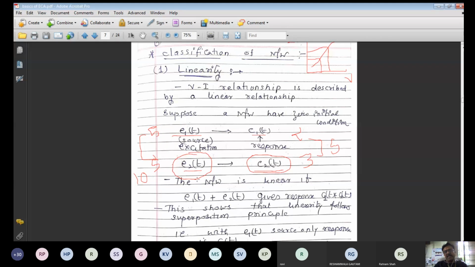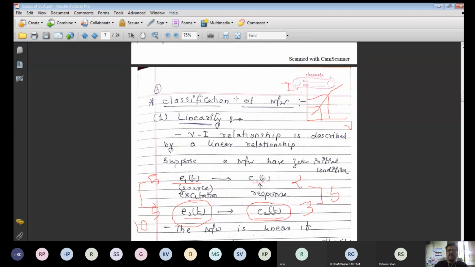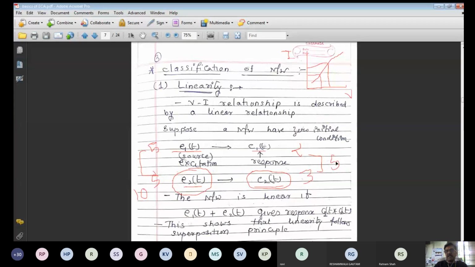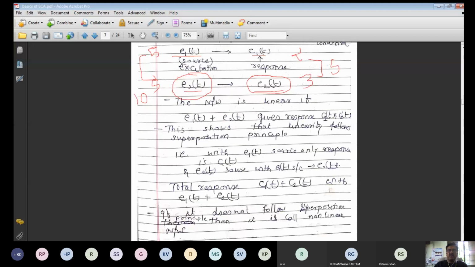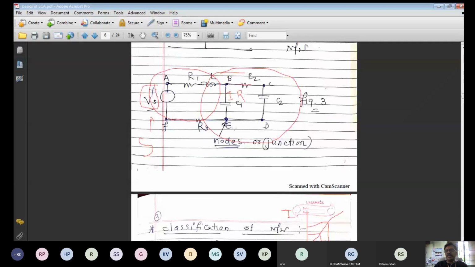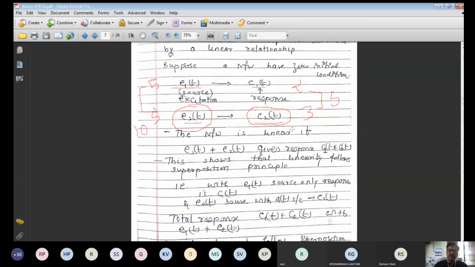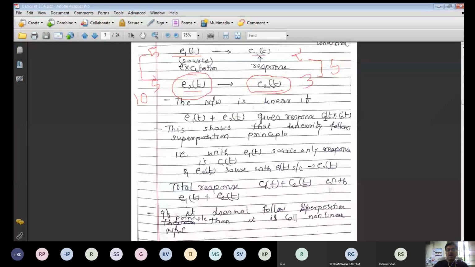So if I put 10 volt here, I will find the current is 5 ampere, right? If this happens, then we can say that this network is a linear network, otherwise it is a non-linear network, right? Now how can we find this?